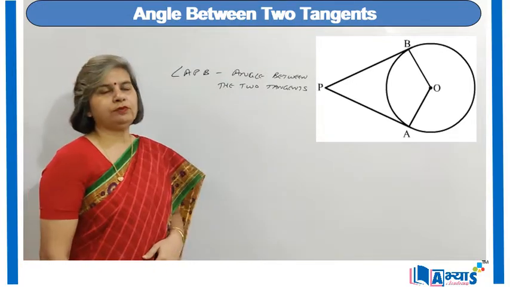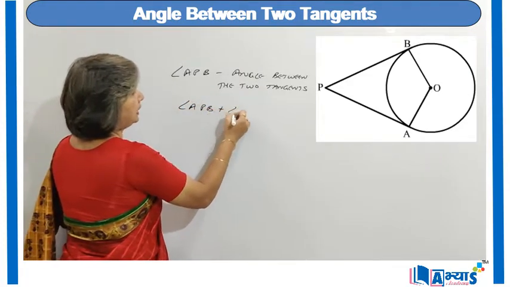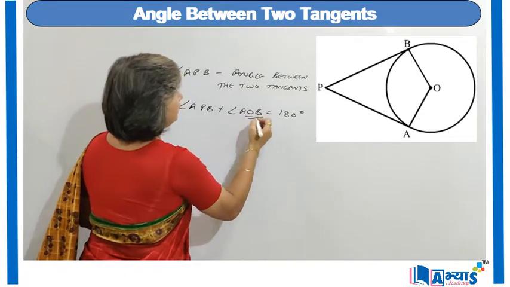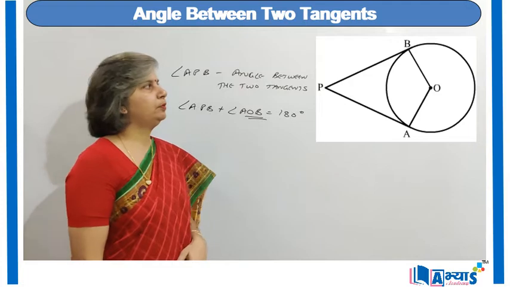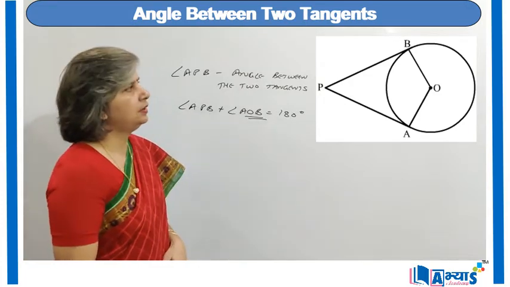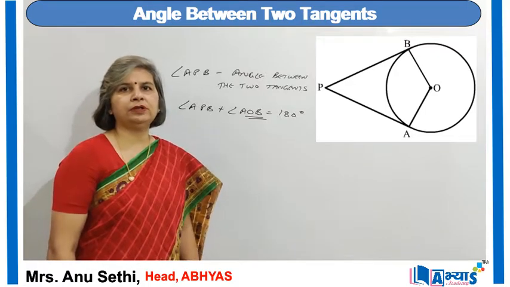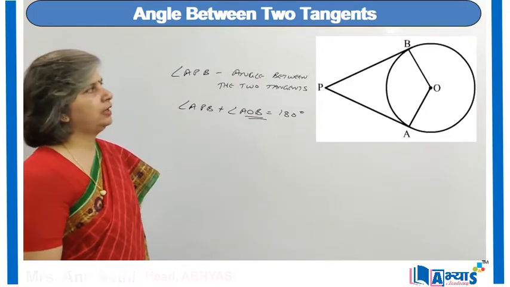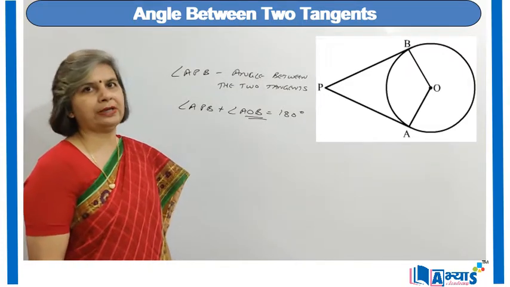We are trying to prove that angle APB plus angle AOB is equal to 180 degrees. That means the angle subtended by the radii at the center from the points of contact, that is radii OA and OB from points A and B of the circle, is making an angle AOB, and we have to prove that angle AOB plus angle APB is equal to 180 degrees.